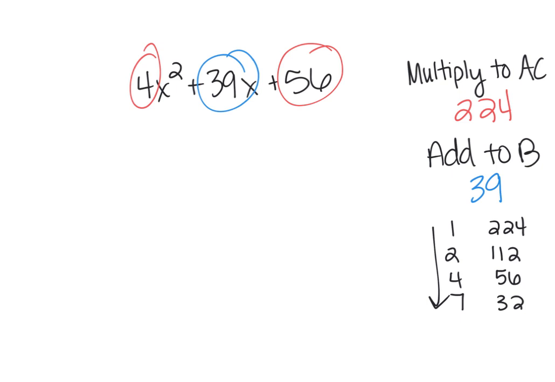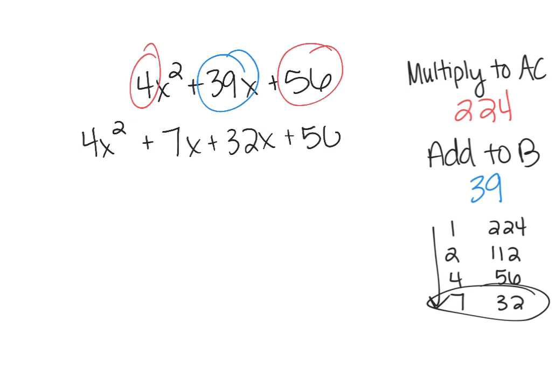But once I have the right two numbers, look at this. I'm just adding them as I'm going along. 7 and 32 adds to 39. But when you have this particular type of polynomial, you don't get to go straight to your factors. What you'll have to do is replace your B with those two terms that you just found, the 7x and the 32x. Then you factor by grouping.